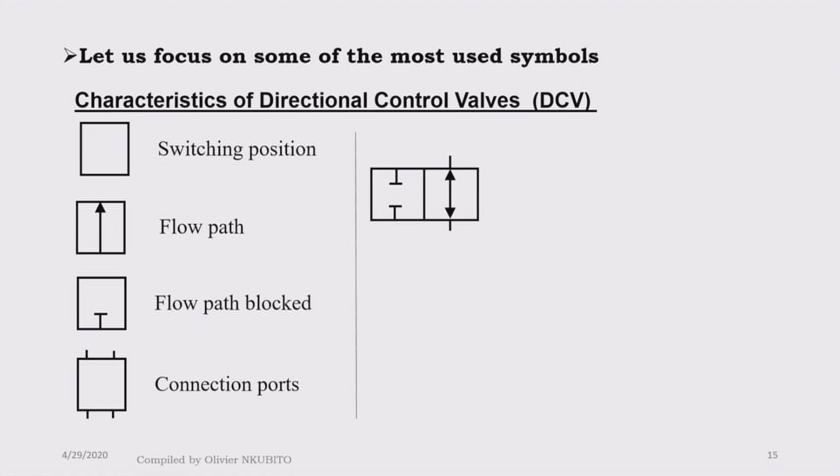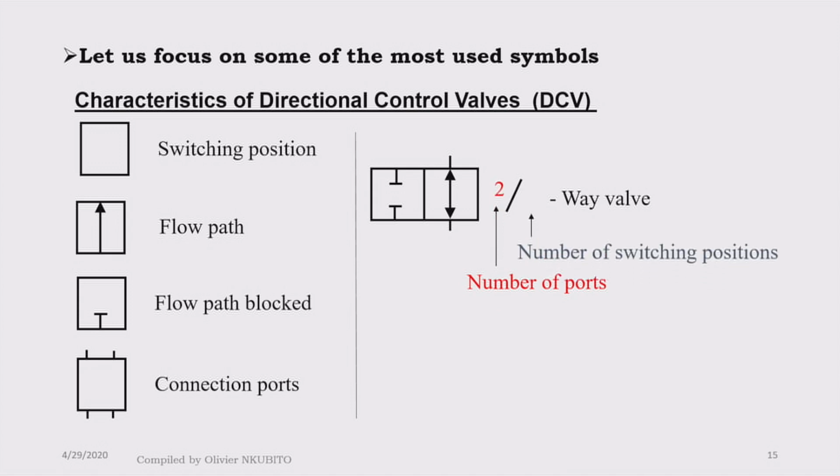And let's see how to read the DCV. This one has 2 squares and 2 ports, so we can call it 2 per 2. Remember that the first number indicates the number of ports, and the second number indicates the number of switching positions. So our valve is a 2 ports, 2 position DCV. Let's have another example here. Write down on your piece of paper the number of ports and the number of positions, the same way we did. There we go. So it's 3 ports, 2 position.